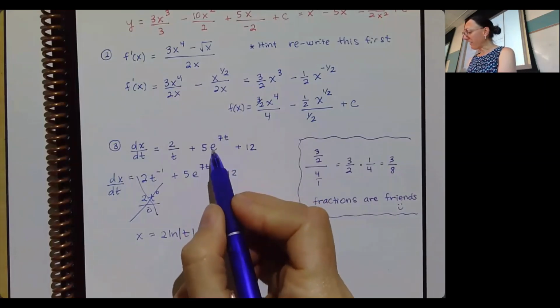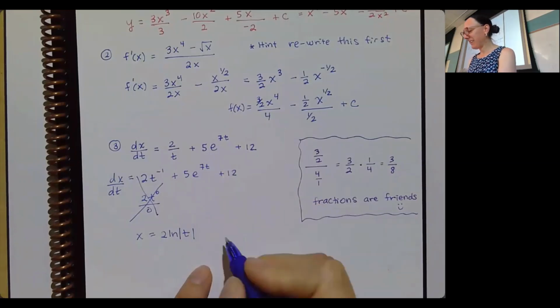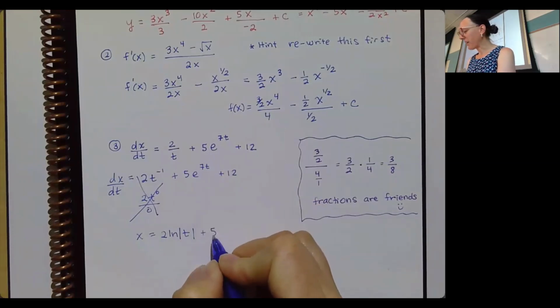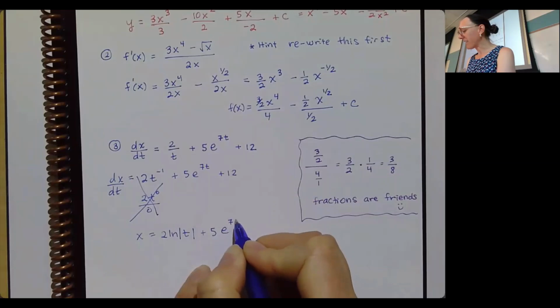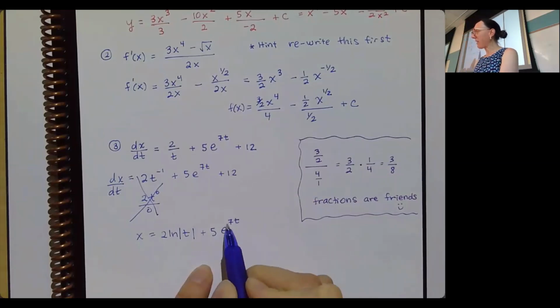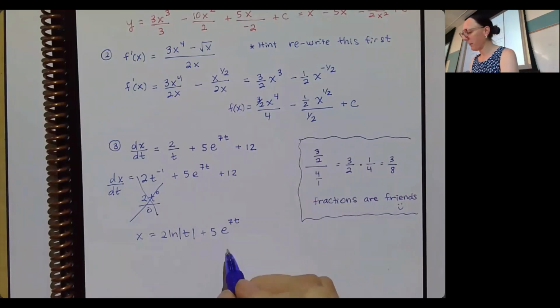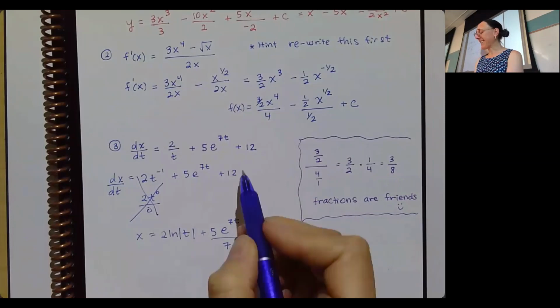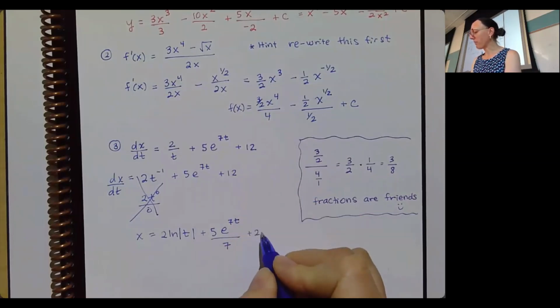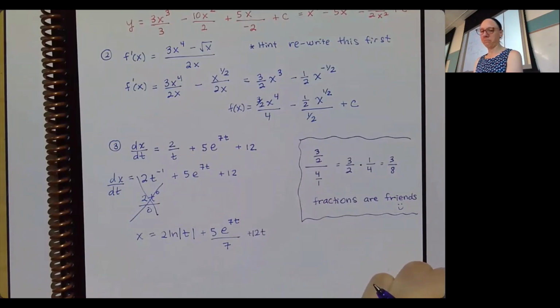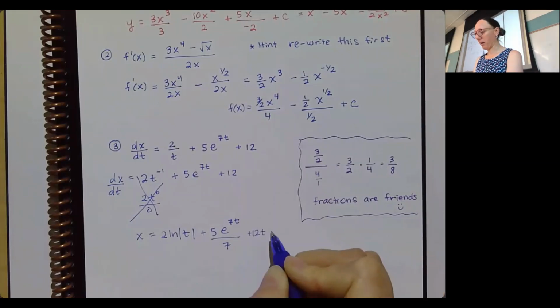My next piece, 5e to the 7t. 5's coming along for the ride. I'm going to have that e to the 7t. And then because I have a 7 times t, I'm going to sort of undo that chain rule piece again by dividing by 7. The antiderivative of 12 is 12t. And then I'm going to want to add a plus c.